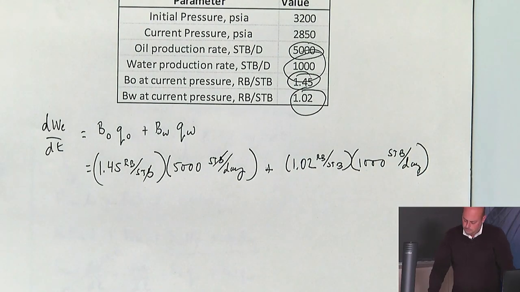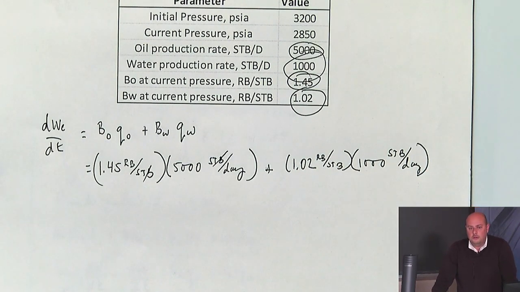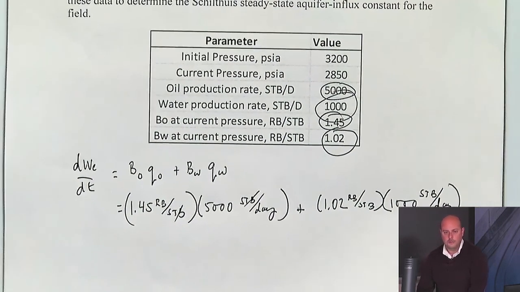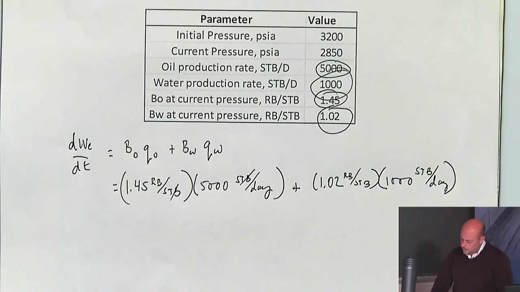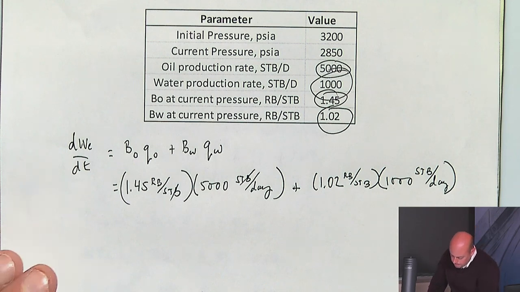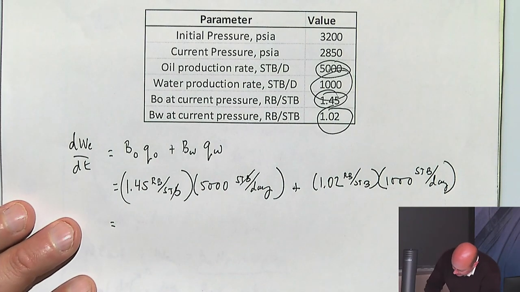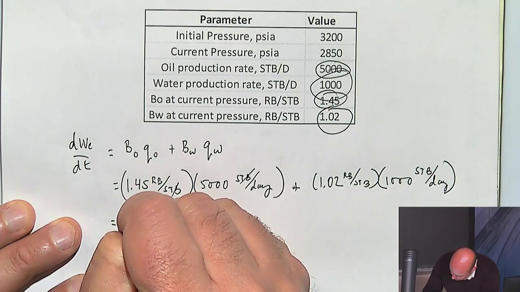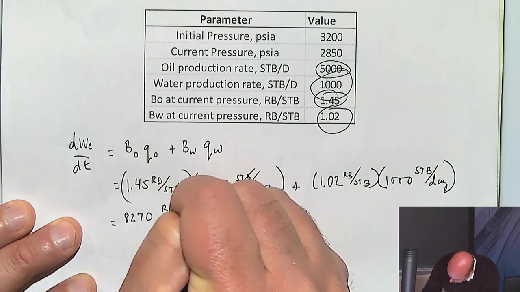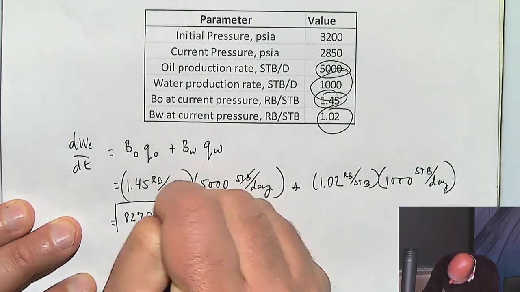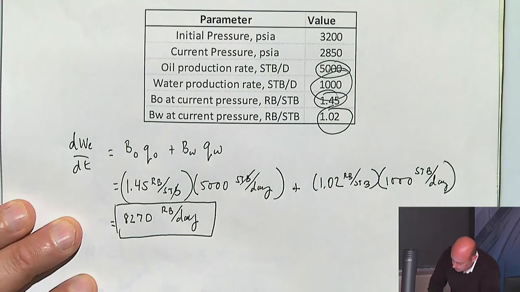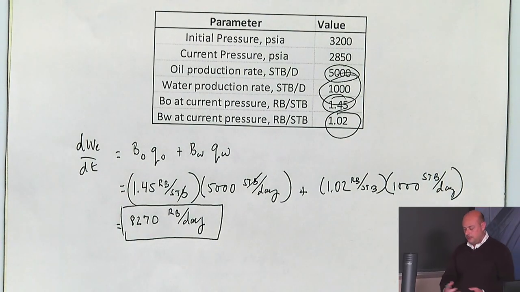Now, we've got constant rates here. Usually those will change with time, but maybe over a short period of time they're relatively constant. Especially early on, you might be operating your reservoir at constant rate. And so that is going to equal 8270 reservoir barrels per day. You might want to verify that. And it's a rate, so it's reservoir barrels per day.